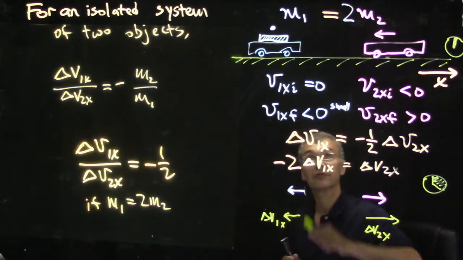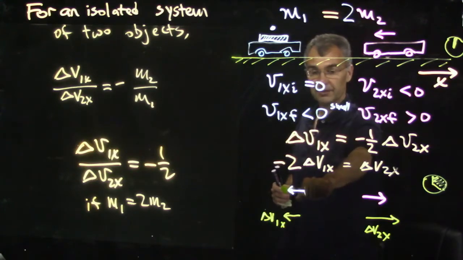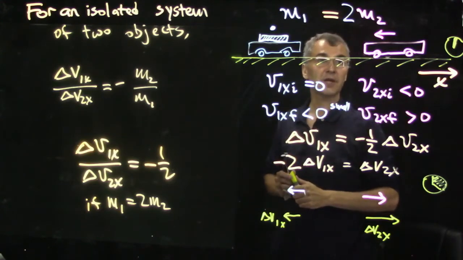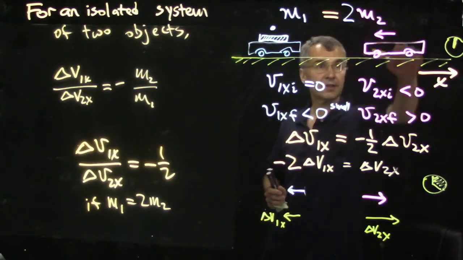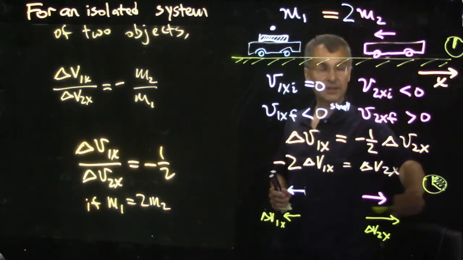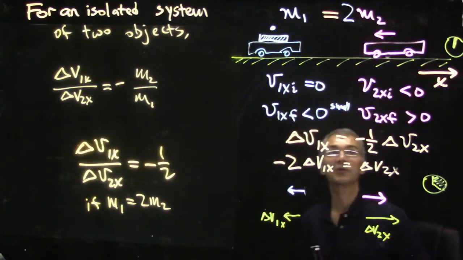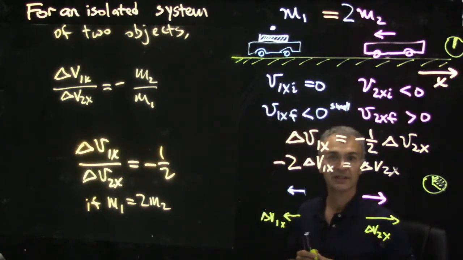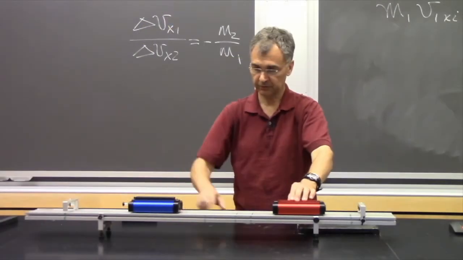Because for the blue cart, initial is stationary, final is like to the left. So to the left minus stationary is a change which points to the left. For the red cart, initial points to the left and final points to the right. So right minus left is a big change to the right. So the change in velocity for the red cart is a big arrow to the right. The change in velocity for the blue cart is a small arrow, half the magnitude, to the left. Let's watch that. Go this way.